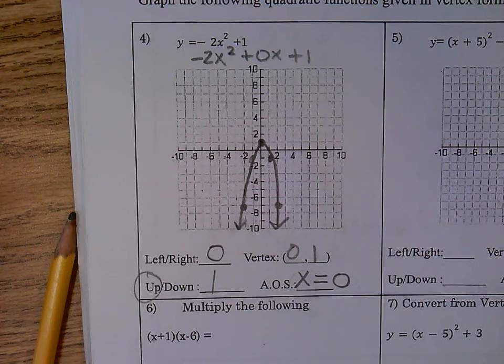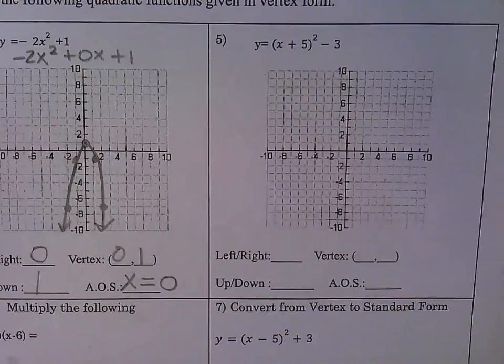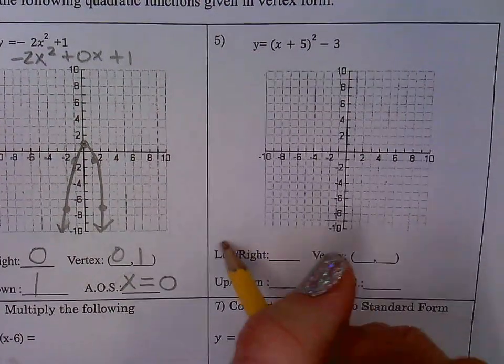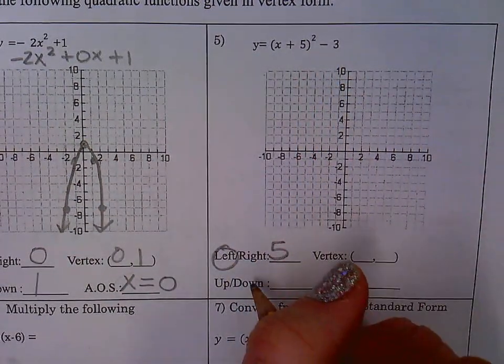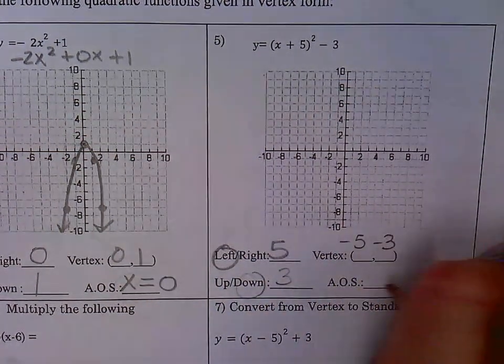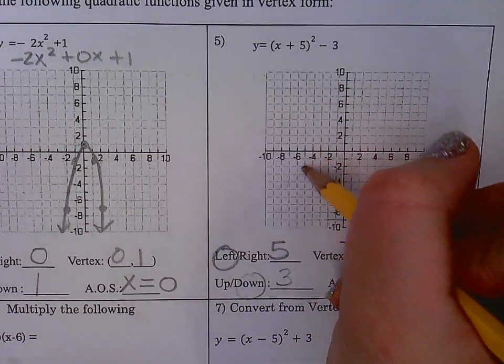Okay, so I think I'll just take the last couple minutes and then you can relax or try maybe homework 2-5, which would make me so happy. But I'll at least put these answers up. So this one should have been left 5. Don't forget your transformation rules from last week. Down 3. Left 5, down 3. x equals -5. So left 5, down 3.